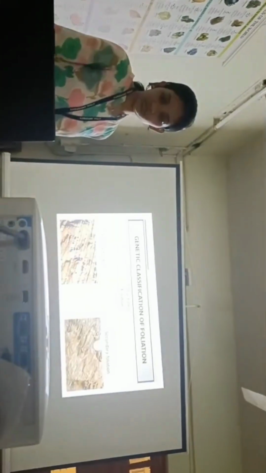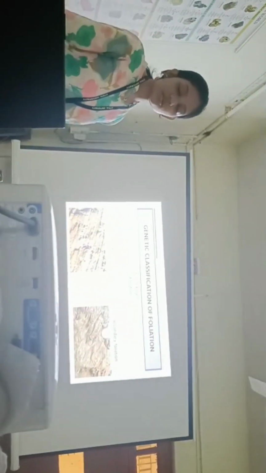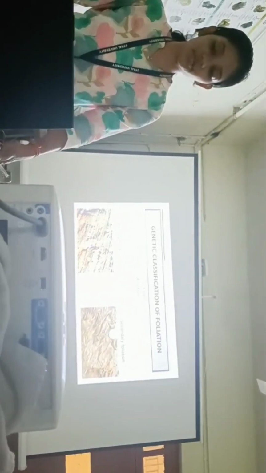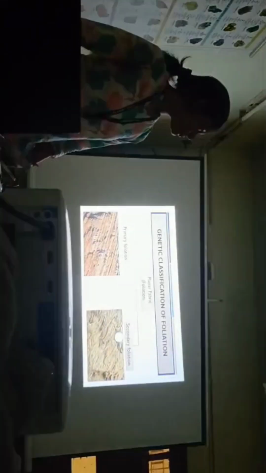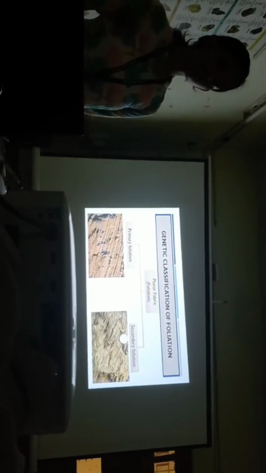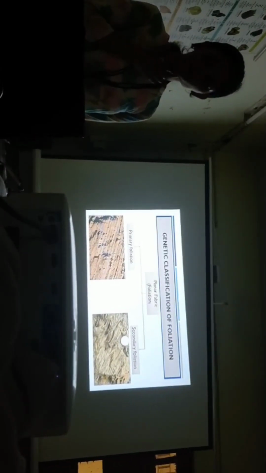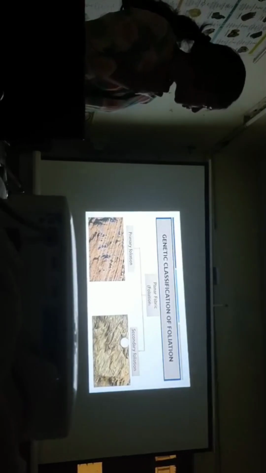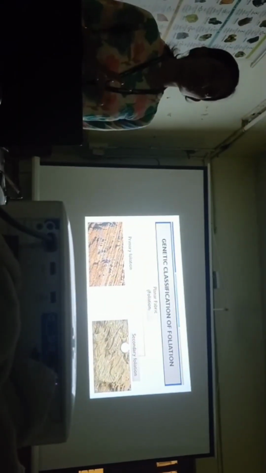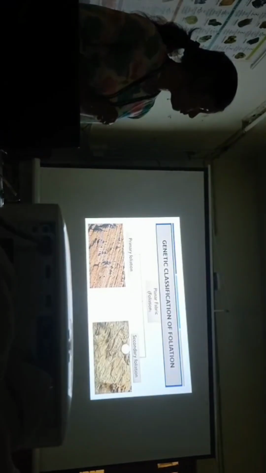So foliation on the basis of genetic classification has been classified into two major types: primary foliation and secondary foliation. Primary foliations are the foliations which are developed during the deposition of the sediments or during the formation of the magmatic rocks. While the secondary foliations are formed as a result of tectonic stress, so these are also called tectonic foliations.